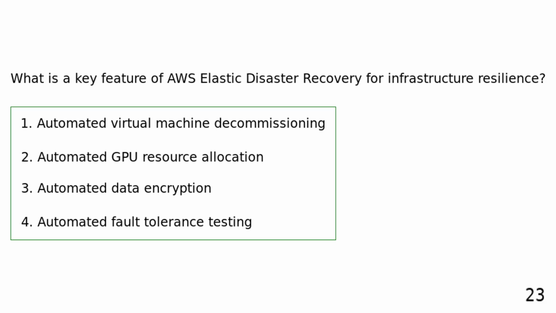What is a key feature of AWS Elastic Disaster Recovery for infrastructure resilience? Automated virtual machine decommissioning. Automated GPU resource allocation. Automated data encryption. Automated fault tolerance testing.